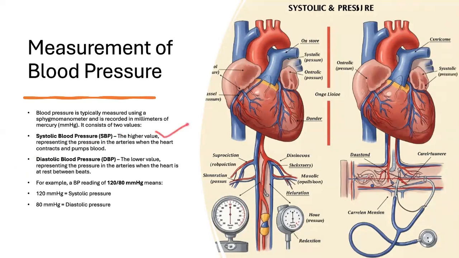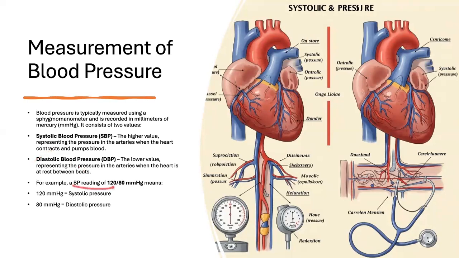Systolic blood pressure records the pressure when the heart pumps. When the heart pumps, the blood pressure in the arteries will be maximum. So that will be the systolic blood pressure. The diastolic blood pressure is the lower one, and in that case, the heart will be at rest. So in the resting state, the pressure in the arteries or the blood vessels will be diastolic.